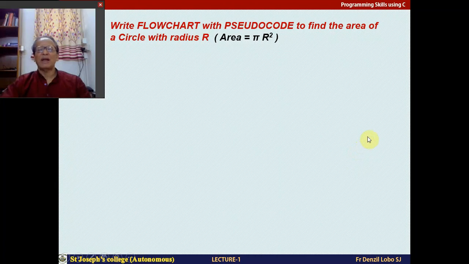But that we will write now, the next flowchart. You pause the video for some time. You write the flowchart for this problem, that is, flowchart with pseudocode to find the area of a circle with radius r. And as you know, the input is only the value r. And then you have to find the area using pi r squared and then display the area. Kindly do that.